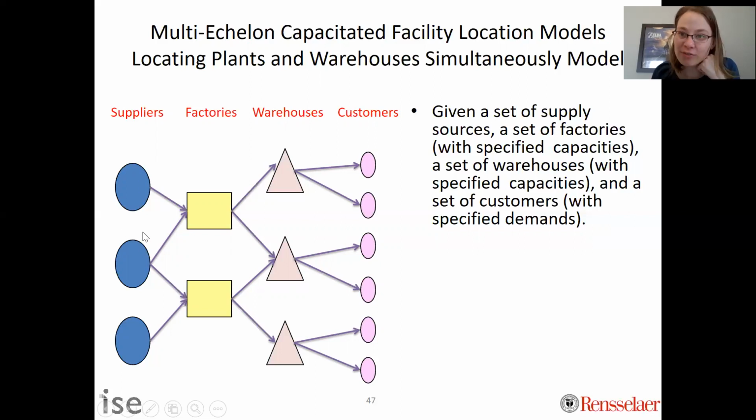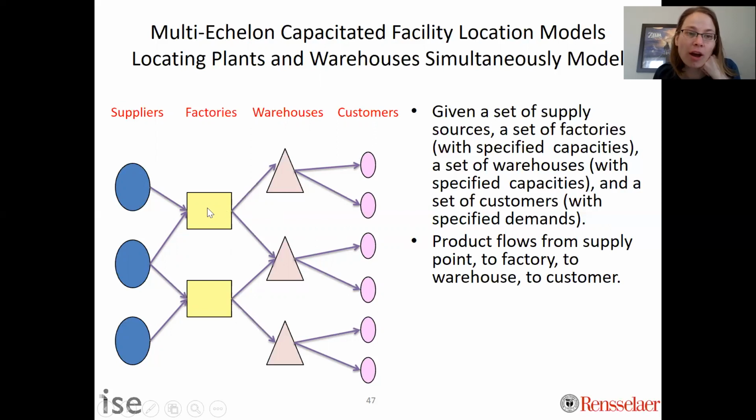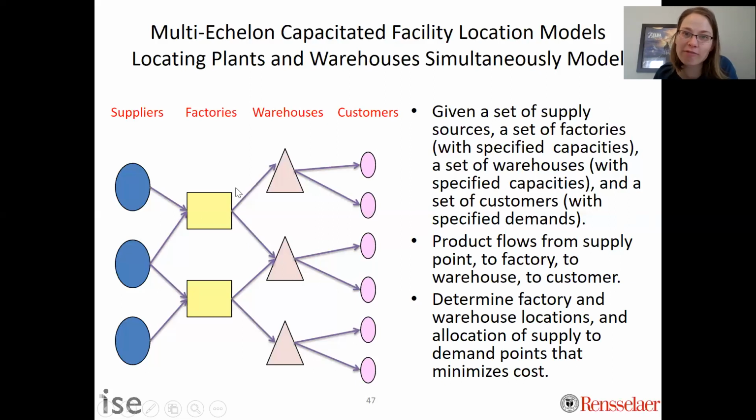So the blue is fixed. That's an input parameter. And then we also have the pink customers are fixed. So we have a set of customers that are known, they're given, they're an input parameter, and they have specified known demands. So what we do get to determine is the product flow from a supplier to the factories, from the factories to the warehouses, and the warehouses to the customer. So we get to determine that product flow. That's the quantity shipped and produced from one to the other. And we also get to determine where should I locate factories and where should I locate warehouses. And our goal is to minimize cost.